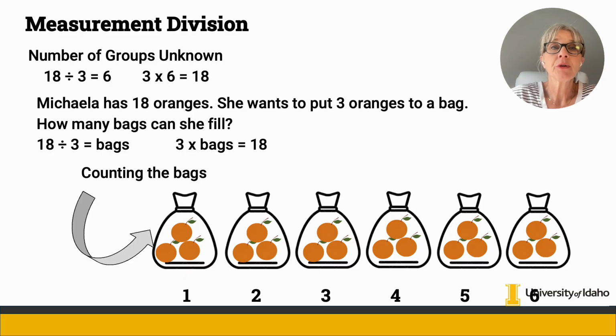This is known as measurement division context. The student can find the number of bags by adding up by 3 oranges at a time, or by subtracting by 3s. One way to think about this is Halloween candy. 3 for you, 3 for you, 3 for you. We're going up as we're measuring out as we go.